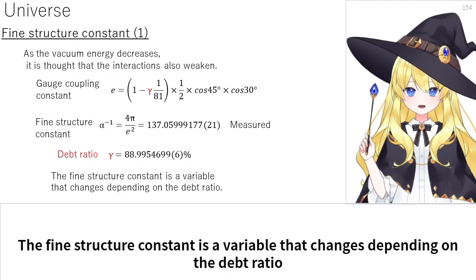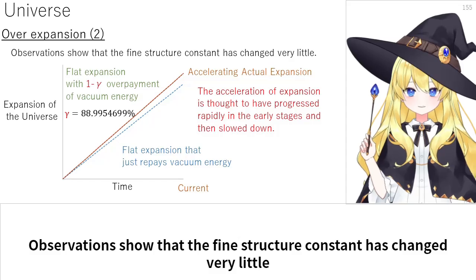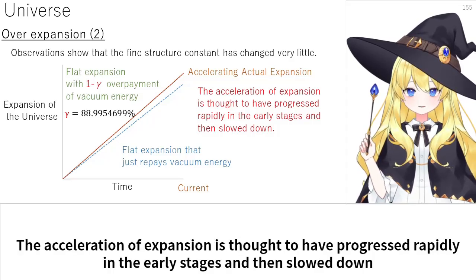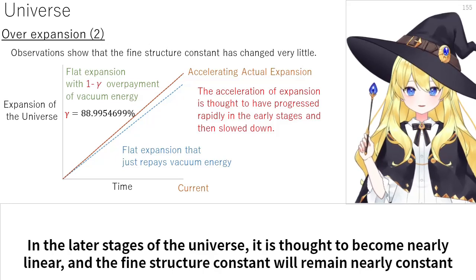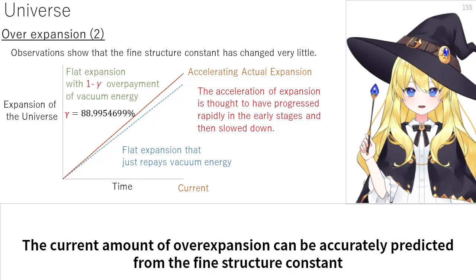The fine structure constant is a variable that changes depending on the debt ratio. Correction to the graph of the expansion of the universe. Observations show that the fine structure constant has changed very little. The acceleration of expansion is thought to have progressed rapidly in the early stages and then slowed down. In the later stages of the universe, it is thought to become nearly linear, and the fine structure constant will remain nearly constant. The current amount of overexpansion can be accurately predicted from the fine structure constant.